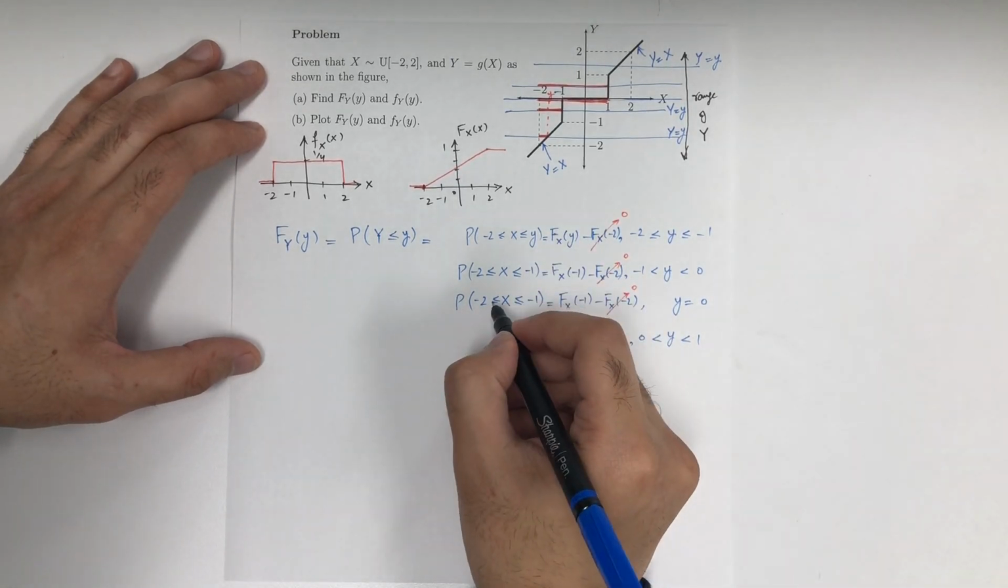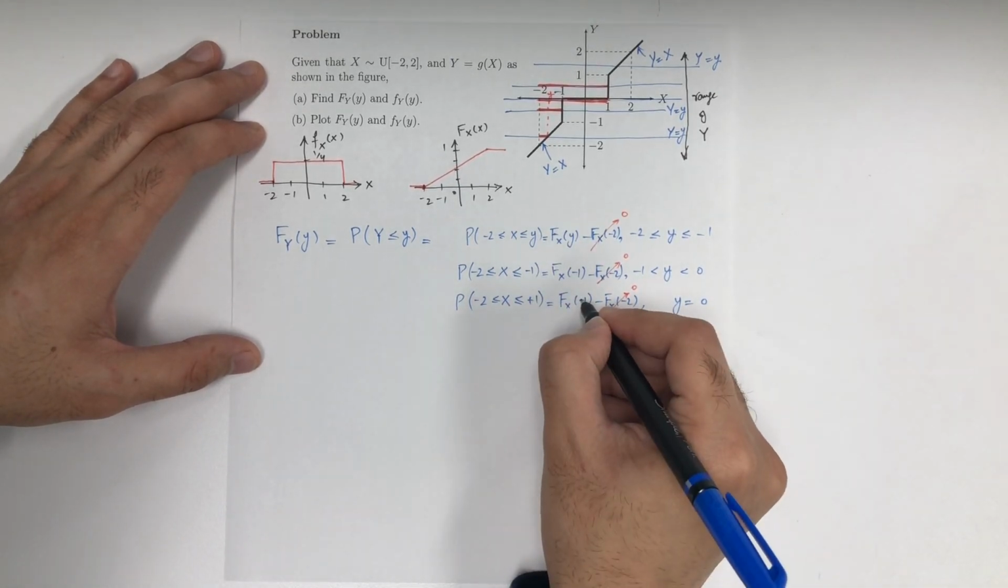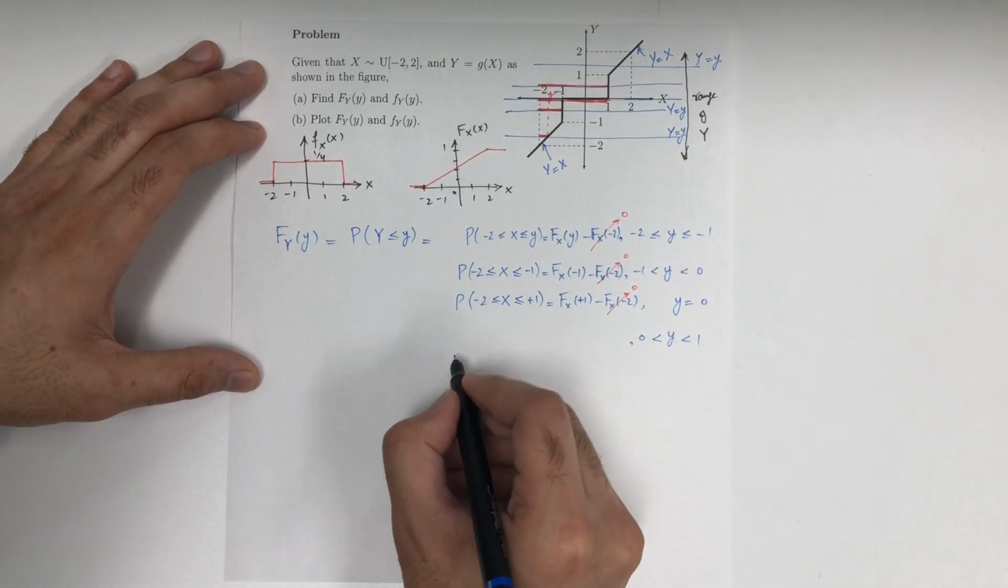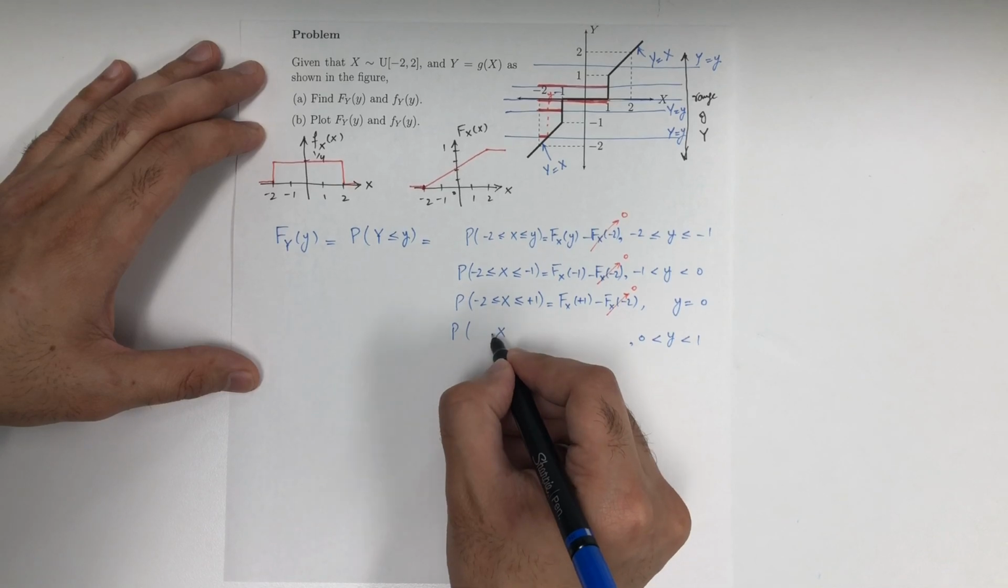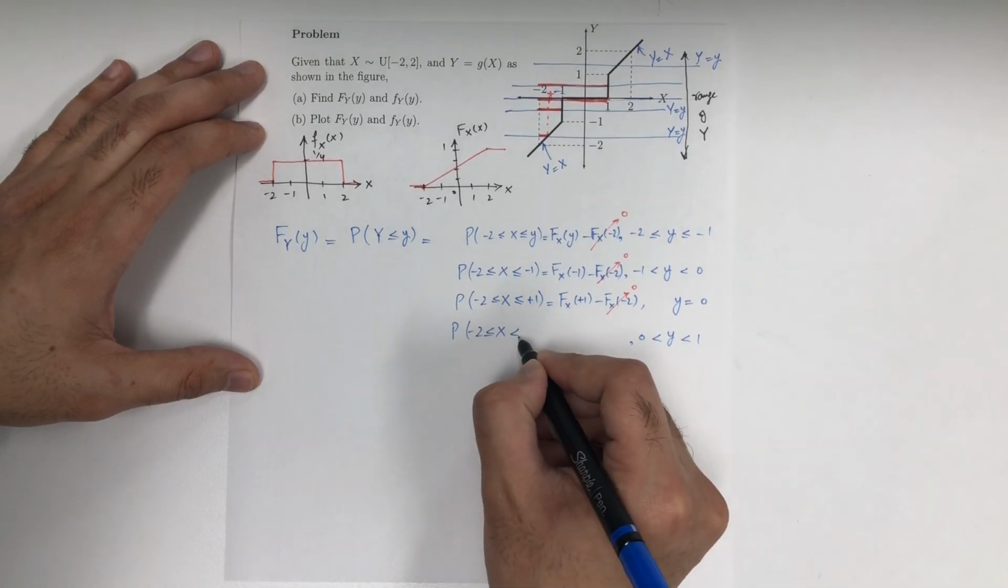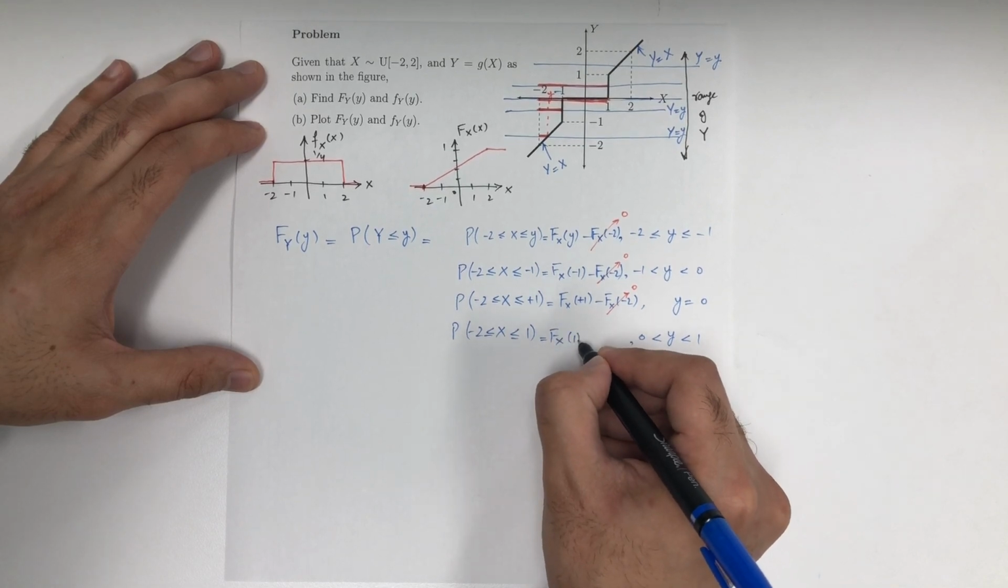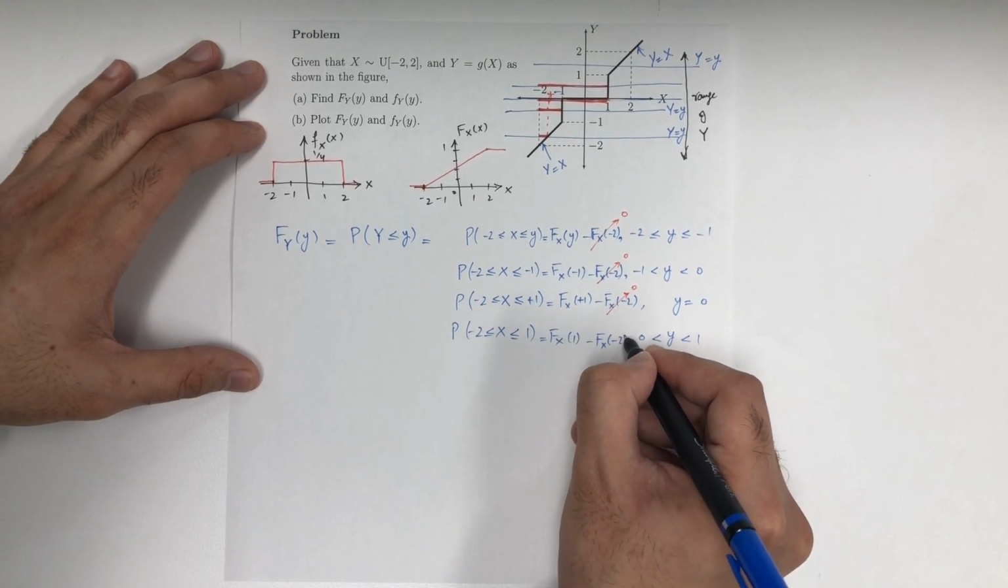So I'm sorry, I made a mistake here. It should be +1 here. Okay. So x has to be between -2 all the way up to 1, which is again fx of 1 minus fx of -2.